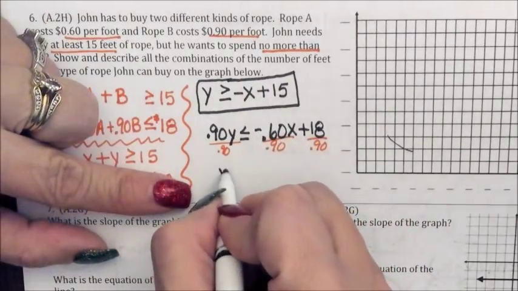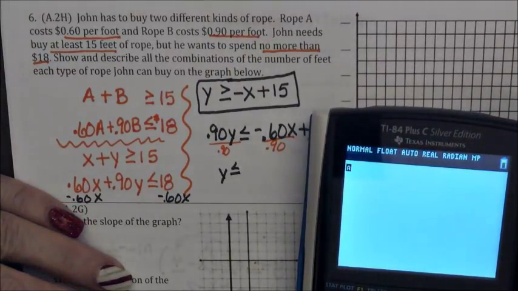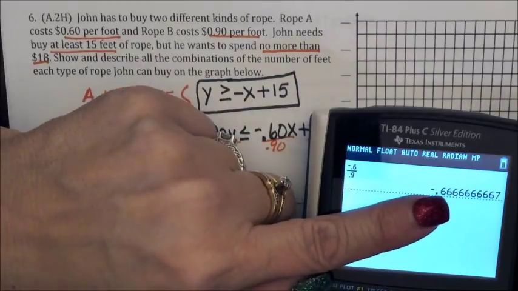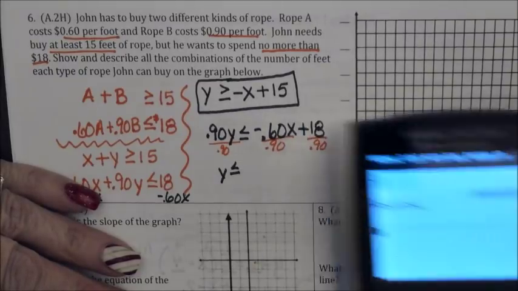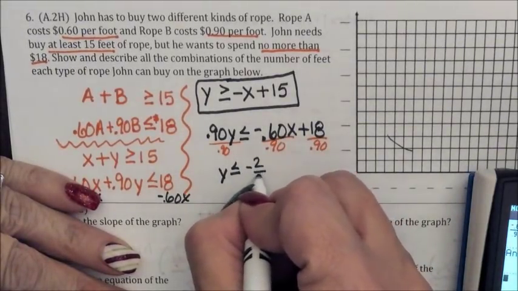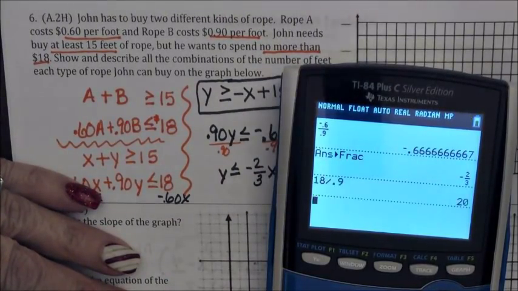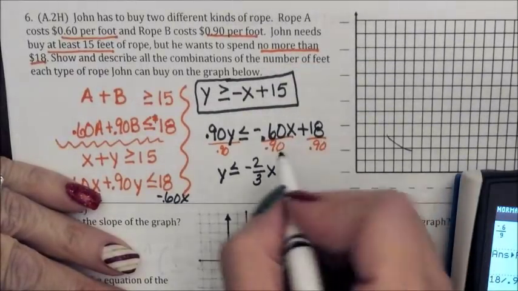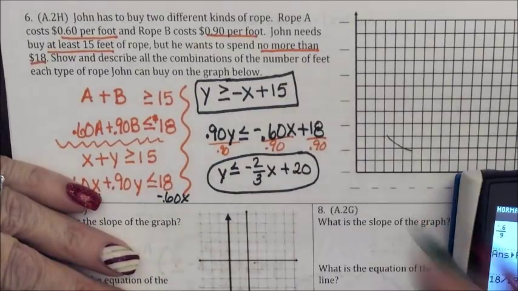So here's what I'm going to get. Y is less than or equal to, and I'm going to get my calculator out. I'm going to do alpha y equals negative 0.6 on top and 0.9 on bottom. It gives it as a decimal, so I'm going to do math, enter, enter, and it gives me negative 2/3. So I'm going to have negative 2 over 3x, and then 18 divided by 0.9 is positive 20. I'm going to box that in because that's what I'm graphing.